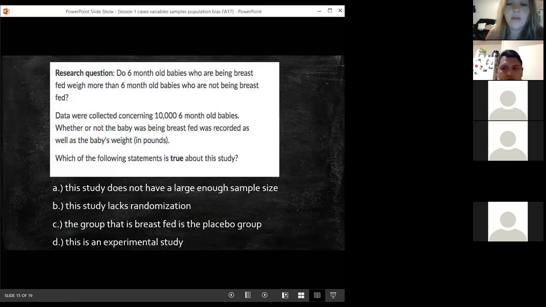So we have a research question. It says, do 6-month-old babies who are being breastfed weigh more than 6-month-old babies who are not being breastfed? Data were collected concerning 10,000 6-month-old babies. Whether or not the baby is being breastfed was recorded, as well as the baby's weight in pounds. Which of the following statements is true about this study? Go ahead and read through those and let me know what you think.